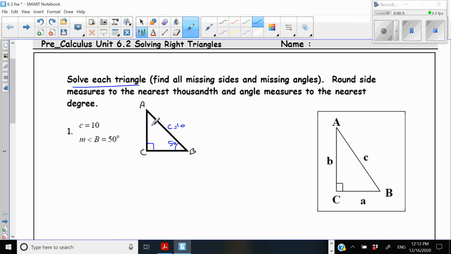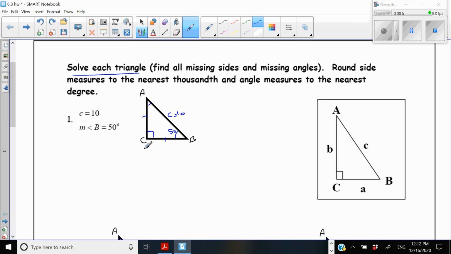So what am I missing here? I miss this side, and this angle. And this angle, C, is already given because it's a right triangle. So this is the only angle which is missing. So we are trying to find all the missing parts of this triangle.